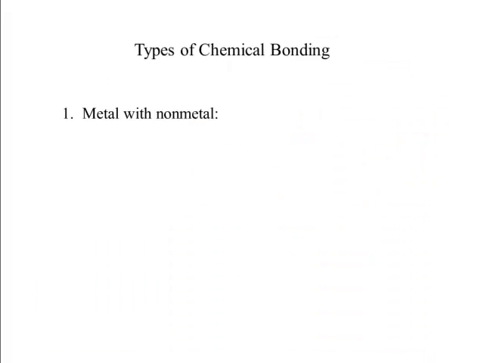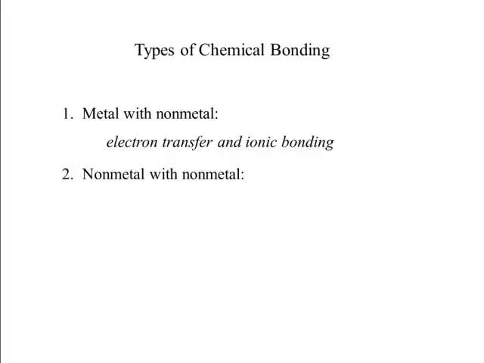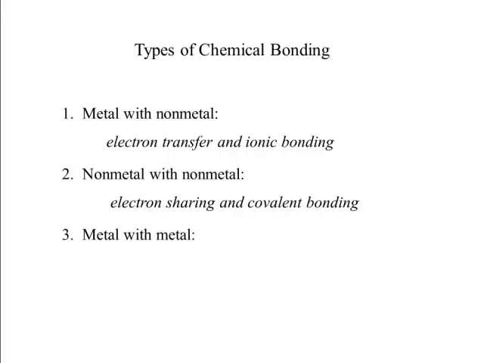Also, don't forget that if I have a metal combined with a nonmetal, that's going to be electron transfer. That's going to deal with ionic bonding. If I have a nonmetal combined with a nonmetal, that's going to be electron sharing, and it's going to deal with covalent bonding. Then if I have a metal with a metal, that's going to be electron pooling. That's going to involve metallic bonding. Right now we're going to deal with just that nonmetal combining with a nonmetal to have that covalent bonding, or the electron sharing.